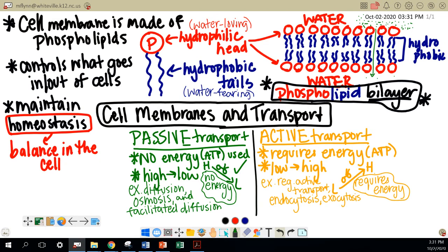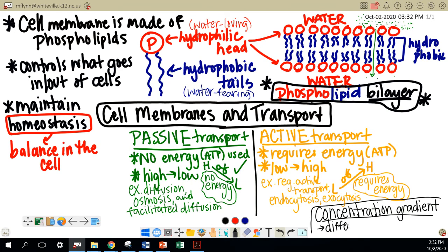down what is called a concentration gradient. I'm going to throw that word in there. So, concentration gradient. What that is, is the difference in concentration. Molecules want to flow to where there's less. That doesn't take any energy.